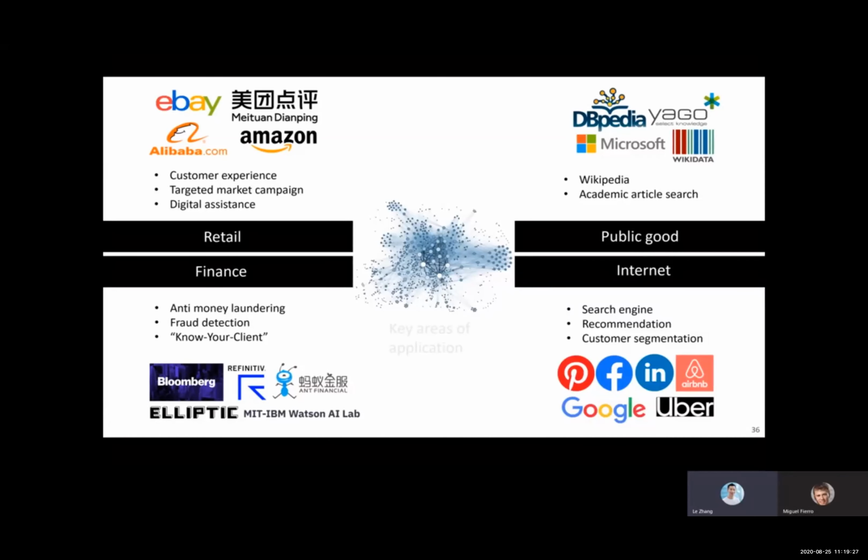In the internet industry, I won't speak too much about it because people already know that knowledge graphs have been used very widely and heavily, right? Companies like Google, Facebook, LinkedIn, and Pinterest benefit a lot from knowledge graphs in their search engines and recommendation systems.